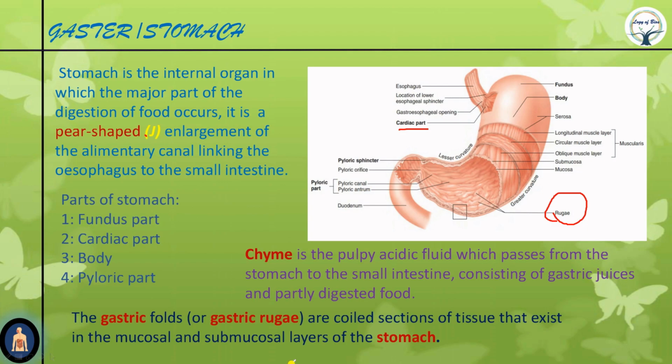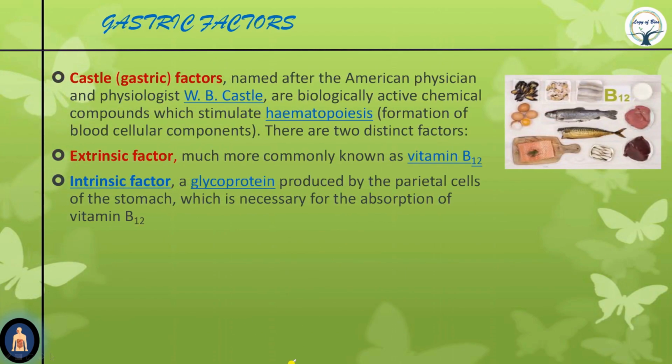Okay, clear? And the walls of the stomach absorb some things. They are alcohol, then lipid soluble drugs, then some sugars and some water. These things are absorbed by the walls of the stomach.